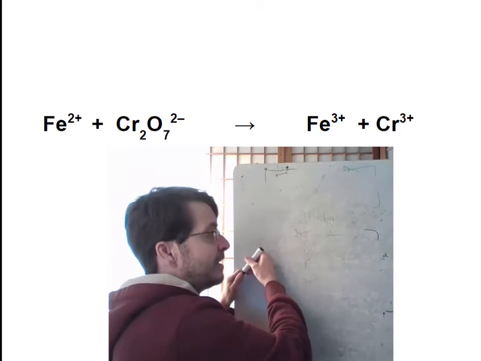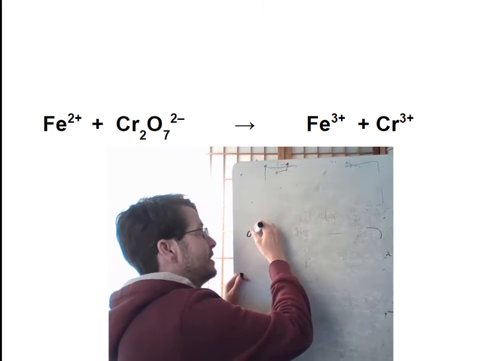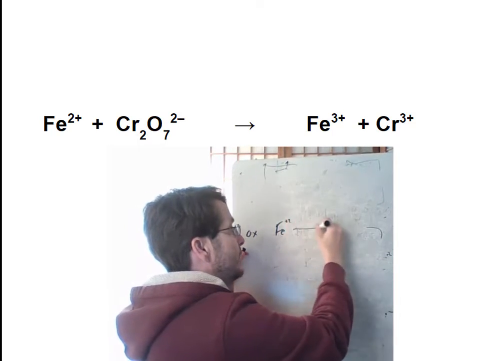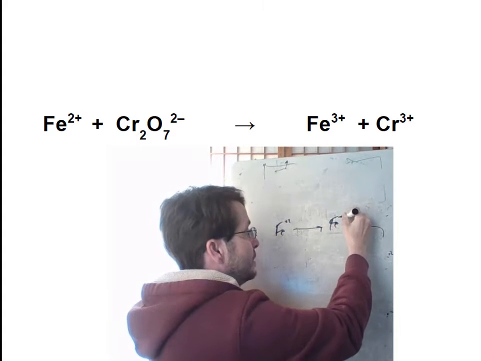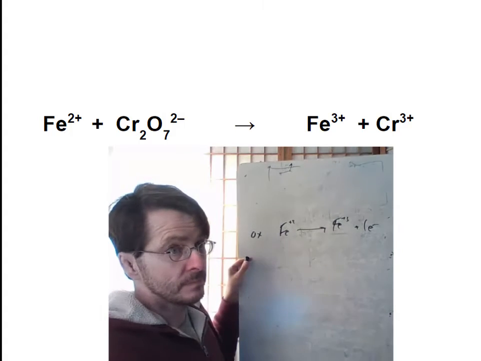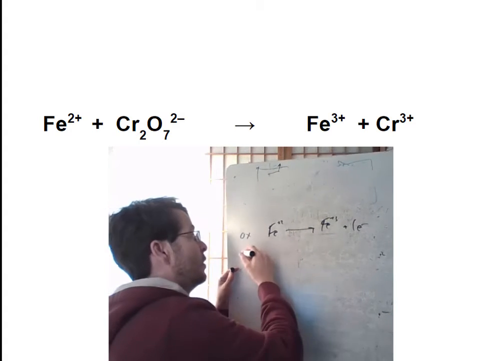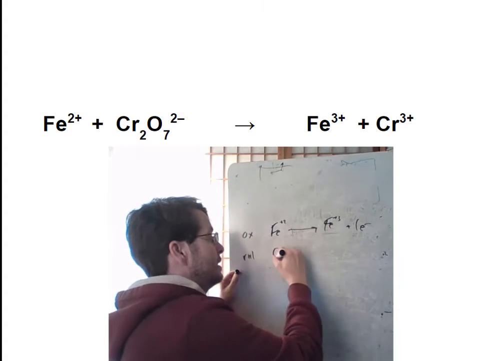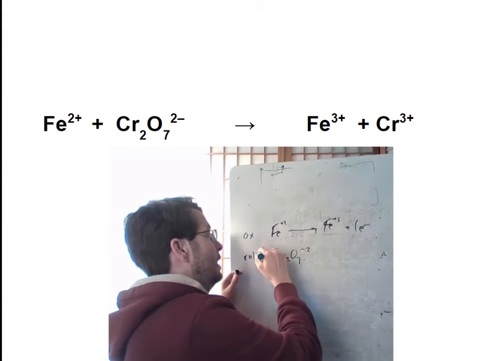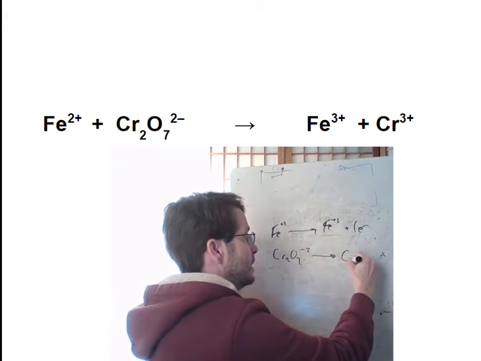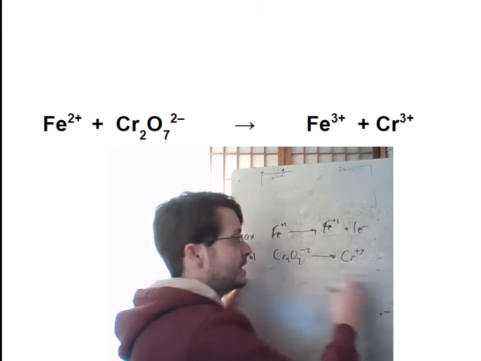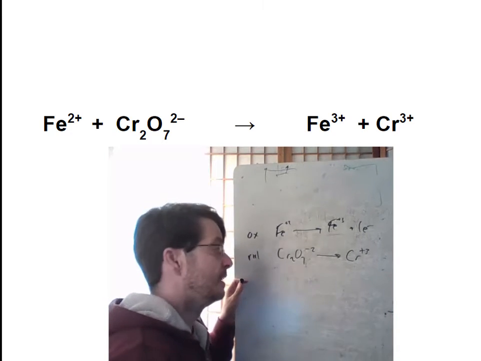All right, so we identified our half reactions, and so we have our oxidation. It's going to be the Fe+2 going to Fe+3 plus 1 electron. We have our chromate as our reduction. This is the Cr2O7 minus 2 going to Cr+3. And the temptation is to say, oh, that's a 3 electron reduction.